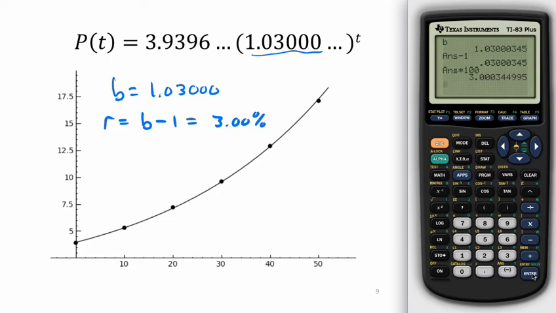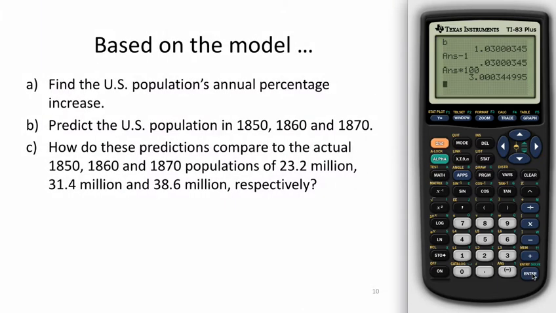3.000%. So 3% growth, that's our growth rate. Annually, on this model, the population of the US is growing by 3%. So I've just answered part A on this slide. We're going to use this model. The answer to part A, the US population's annual percentage increase, we just got that. It's about 3%. To 3 decimal places, it's 3%.